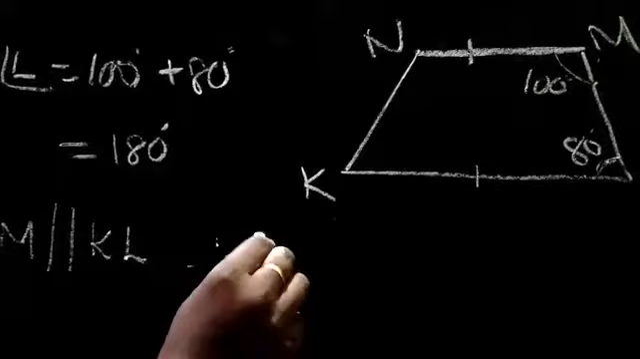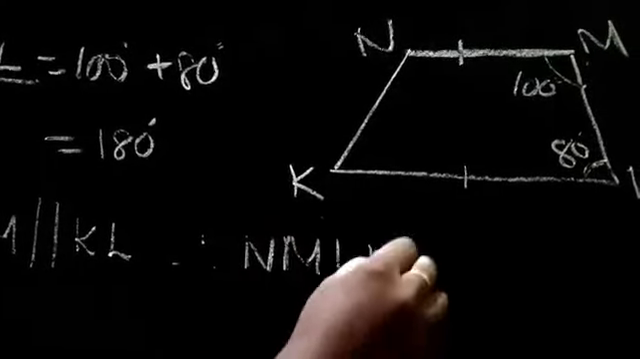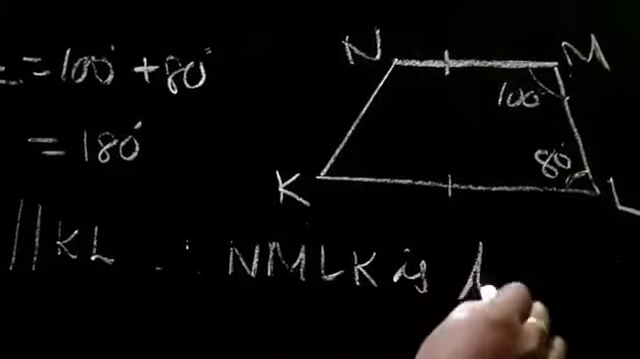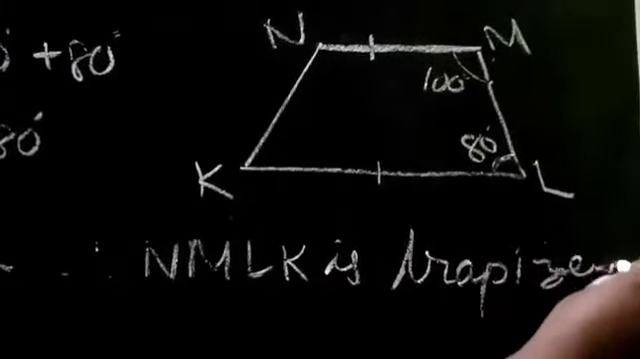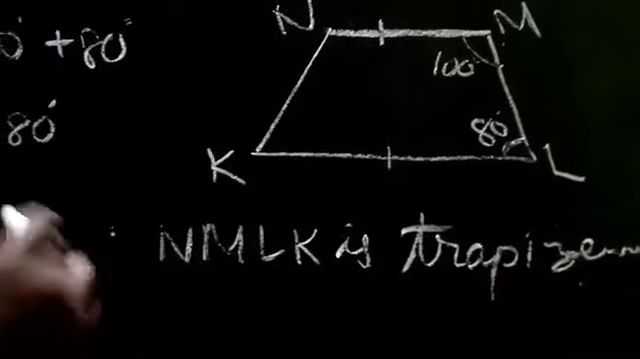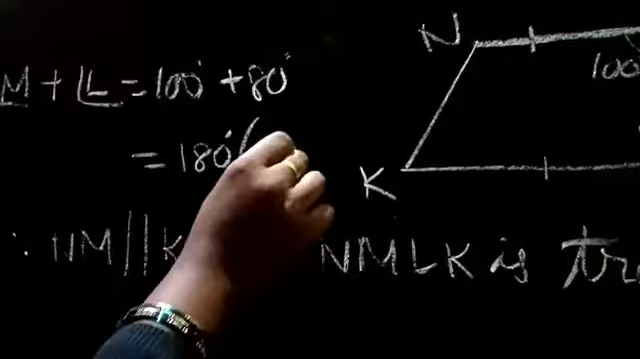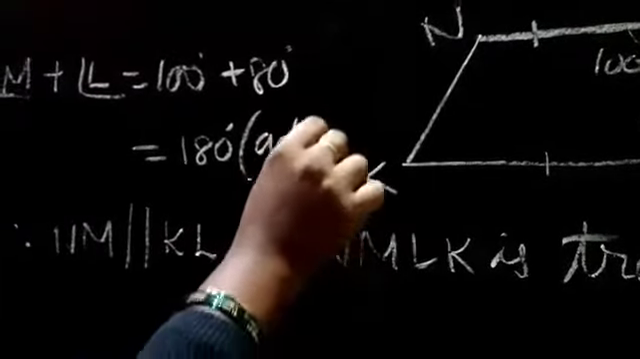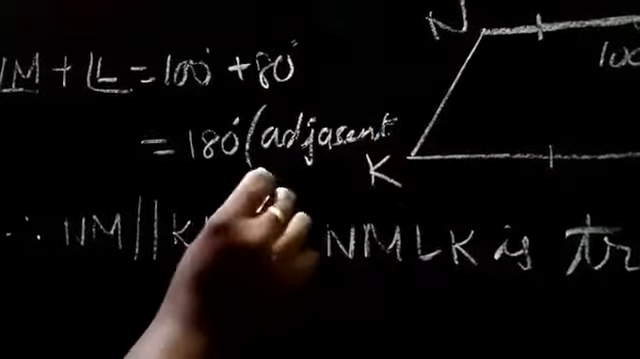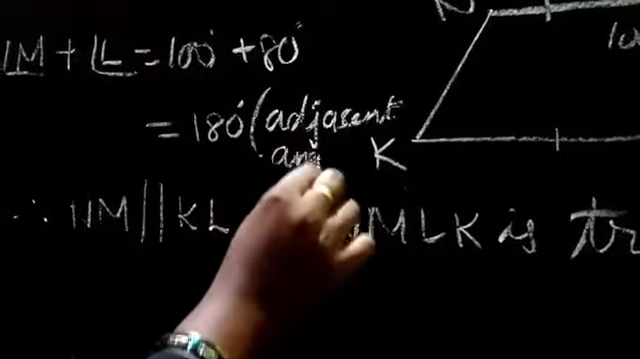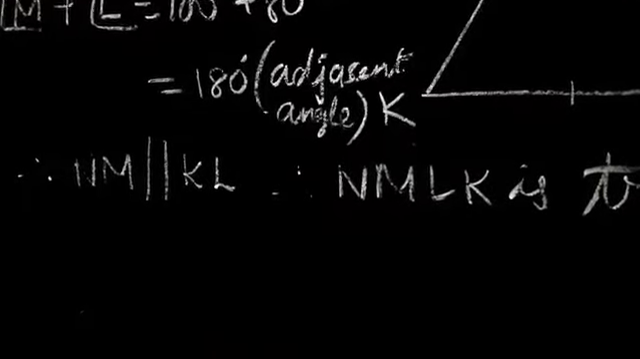Therefore, NMLK is a trapezium, because this is the sum of adjacent angles. The sum of adjacent angles is 180 degrees.